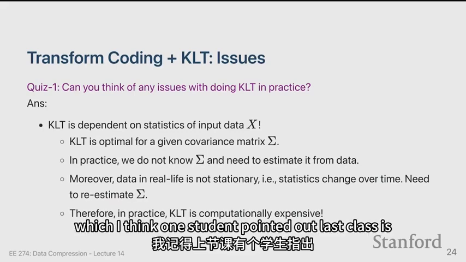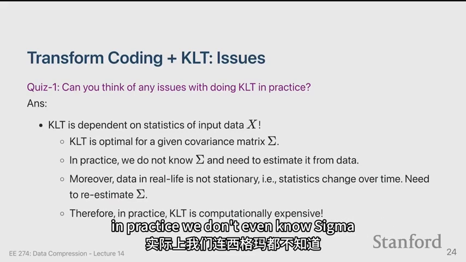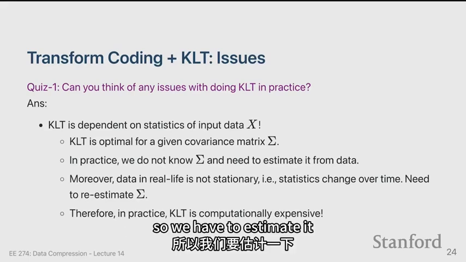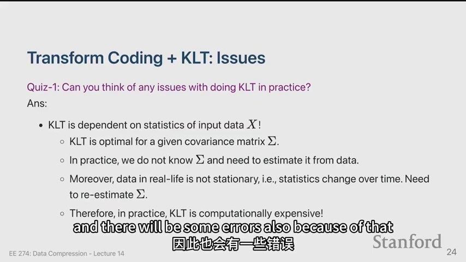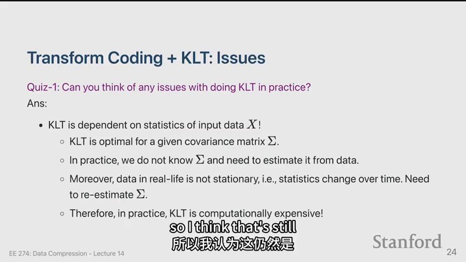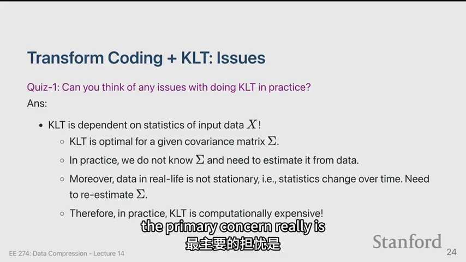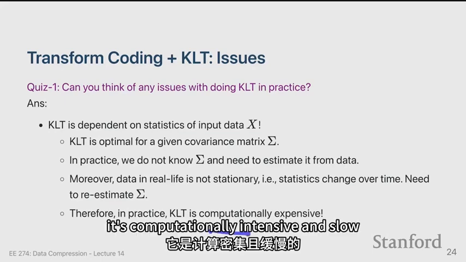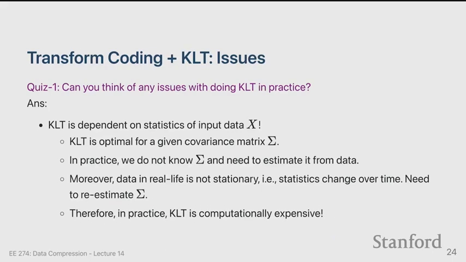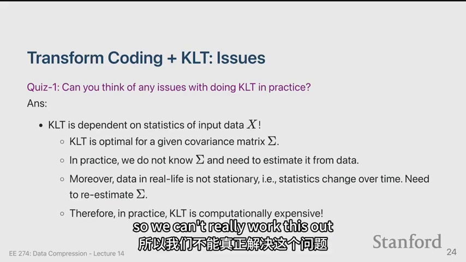Another issue, which I think one student pointed out last class, is that in practice we don't even know sigma. So we have to estimate it and there'll be some errors because of that. Though I think that's still the secondary concern. The primary concern really is that it's computationally intensive and slow. So we can't really work this out.